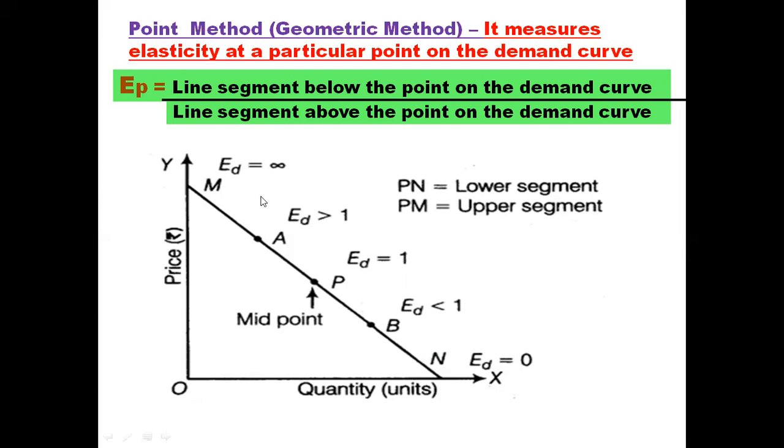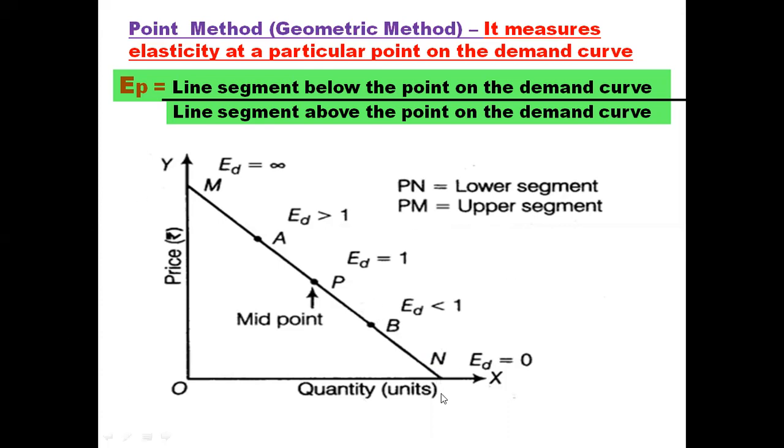Now we come to this point, suppose. Here below the point, what do we get? MN, the entire line MN. And above the point, what is there? Is there any other line segment? No. So MN by 0 gives us infinity. So at this point, that is on the vertical axis, the y-axis, elasticity is infinity.